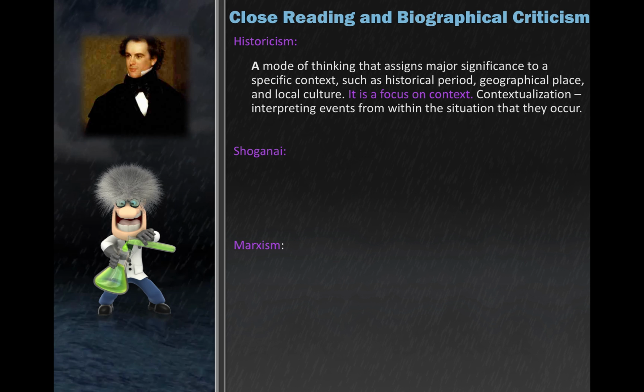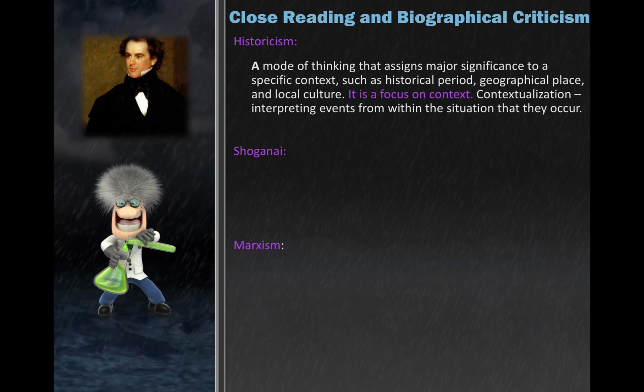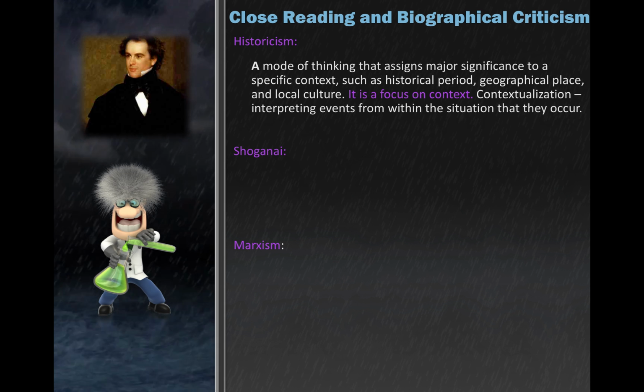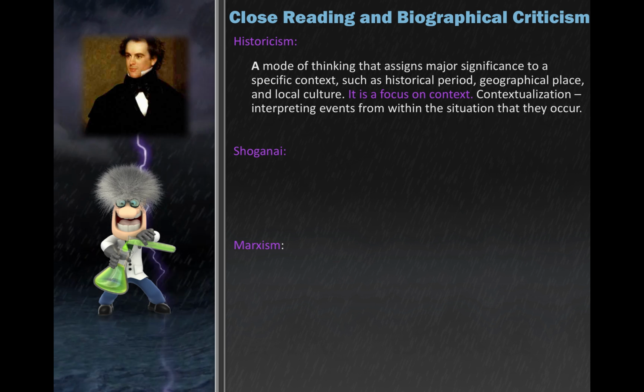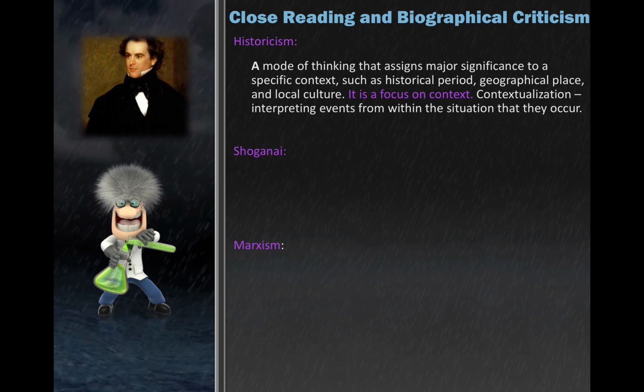First, some review. Historicism focuses on historical period, geographical place, and local culture, and its influence on a text or how it plays in a text. It's a focus on context, giving the context of a text.